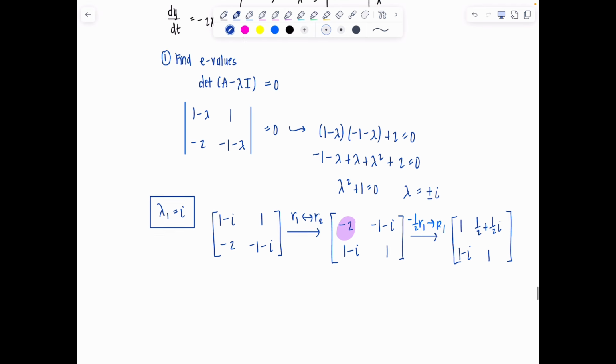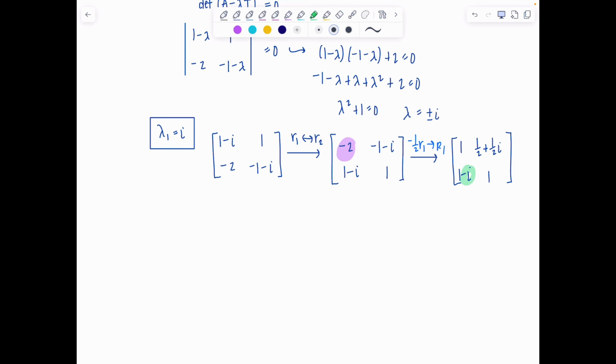So now I need to make this entry a 0 using the pivot in row 1. So I'm going to multiply row 1 by the additive inverse of 1 minus i, which would be negative 1 plus i, times row 1 plus row 2 is my new row 2. Are we okay so far? Okay. So then row 1's not changing. 1, 1/2 plus 1/2 i. This is going to become 0.